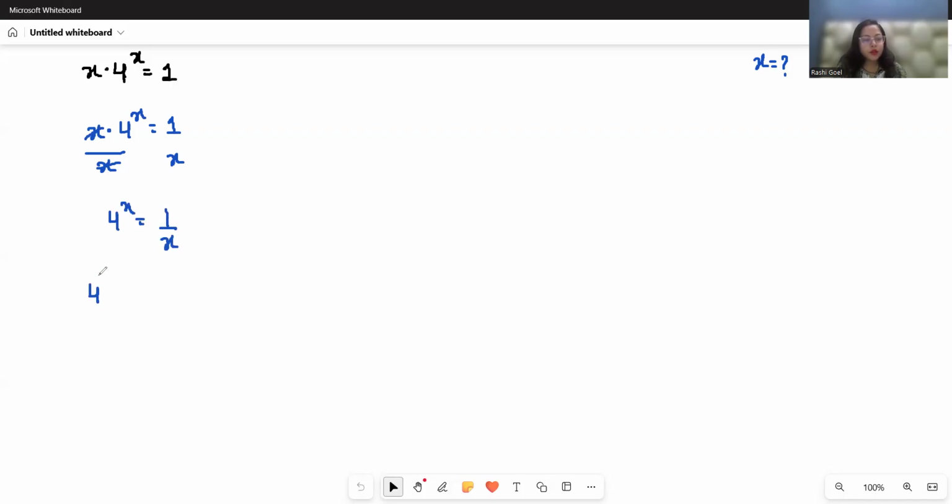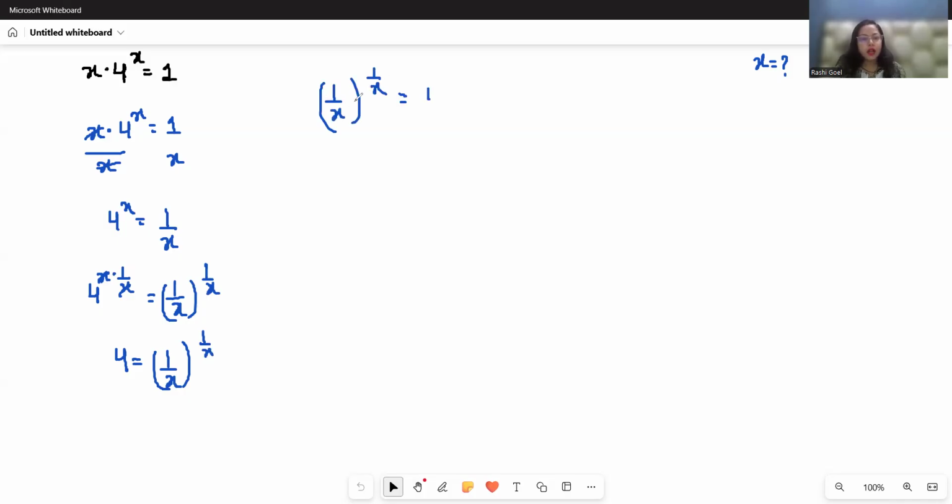Now I am going to raise both sides to the power 1 by x. So this will cancel out. So 4 is equal to (1 by x) power 1 by x. Now one side is in terms of x and the other is numeric. Now (1 by x) power 1 by x equal 4.